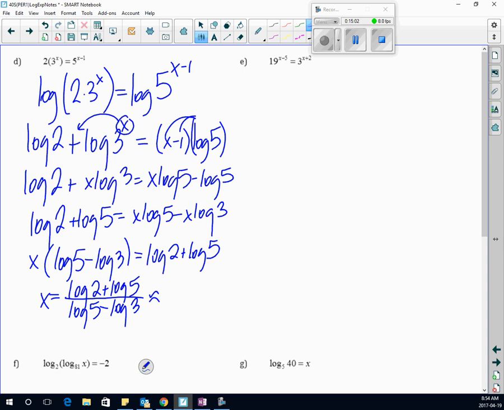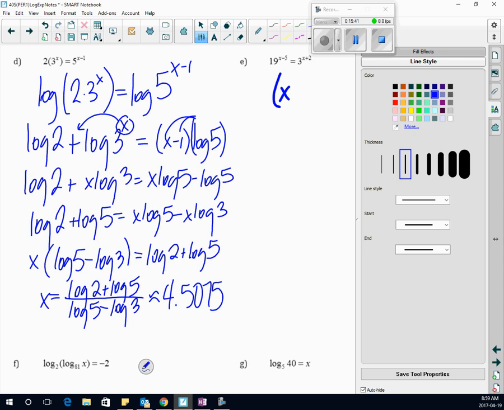So now the hardest part is punching this into your calculator because there's a tremendous amount of brackets. So let's punch it in. .5075. Everybody get that? Okay, we're going to log both sides. So I'm going to actually skip a step and go directly to this. Oh shoot. Is that okay?